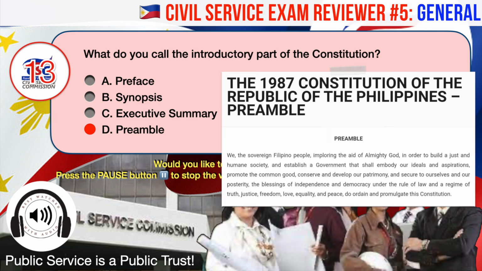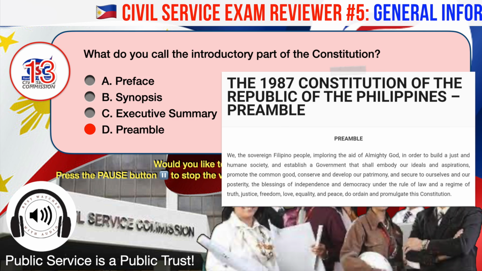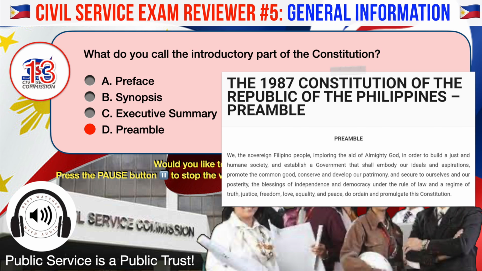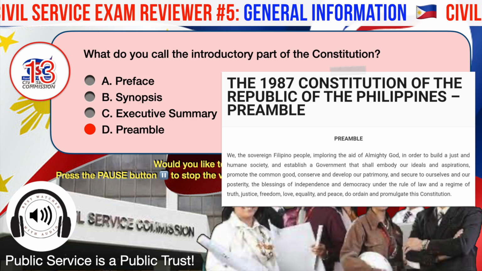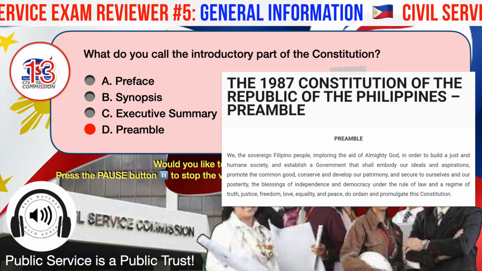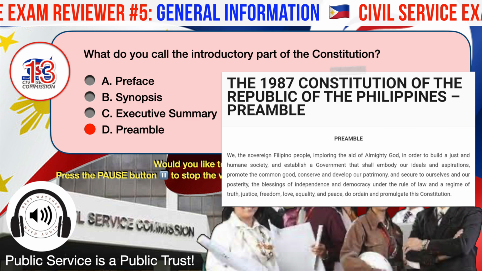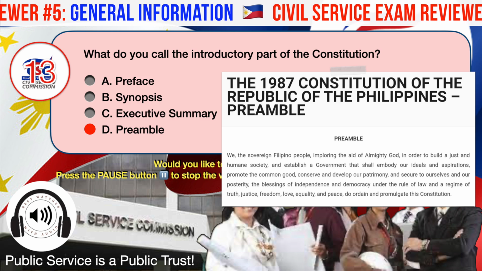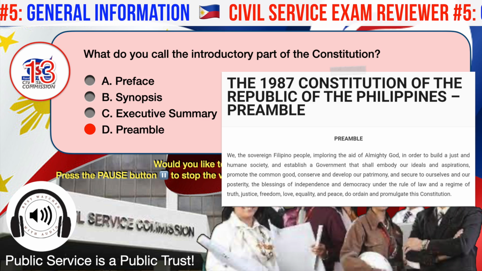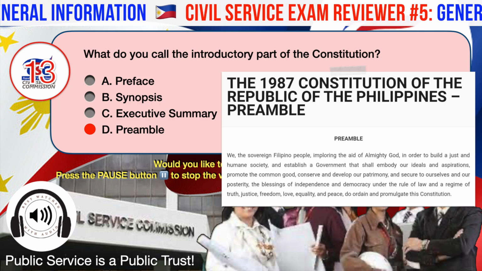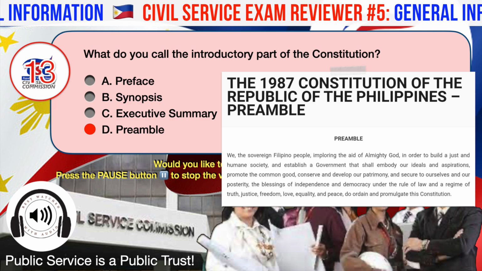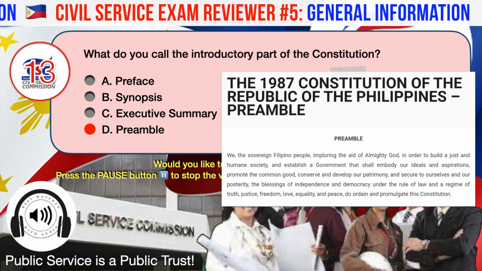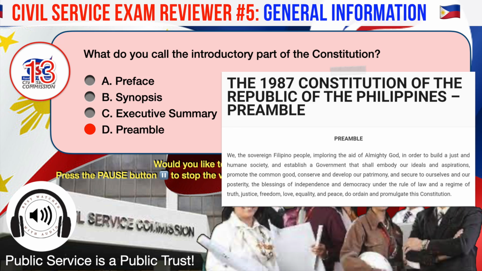Here's the full and verbatim text of the Preamble of the 1987 Constitution. We, the sovereign Filipino people, imploring the aid of Almighty God, in order to build a just and humane society, and establish a government that shall embody our ideals and aspirations, promote the common good, conserve and develop our patrimony, and secure to ourselves and our posterity, the blessings of independence and democracy under the rule of law and a regime of truth, justice, freedom, love, equality, and peace, do ordain and promulgate this Constitution.